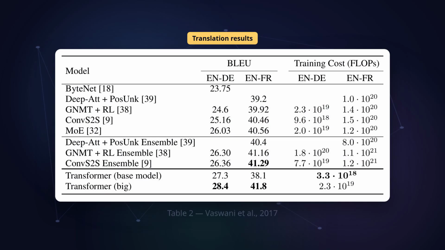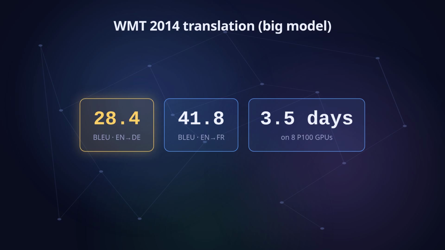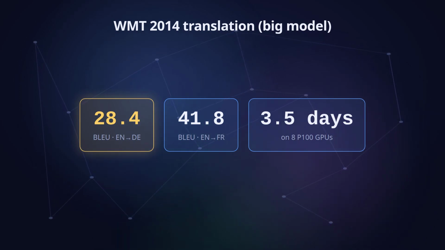The results were strong on machine translation. The transformer beat the previously published models, including ensembles, on both English to German and English to French. Concretely, the big model reached 28.4 on English to German and 41.8 on English to French, training for 3.5 days on 8 GPUs, a small fraction of the cost of the models it surpassed.